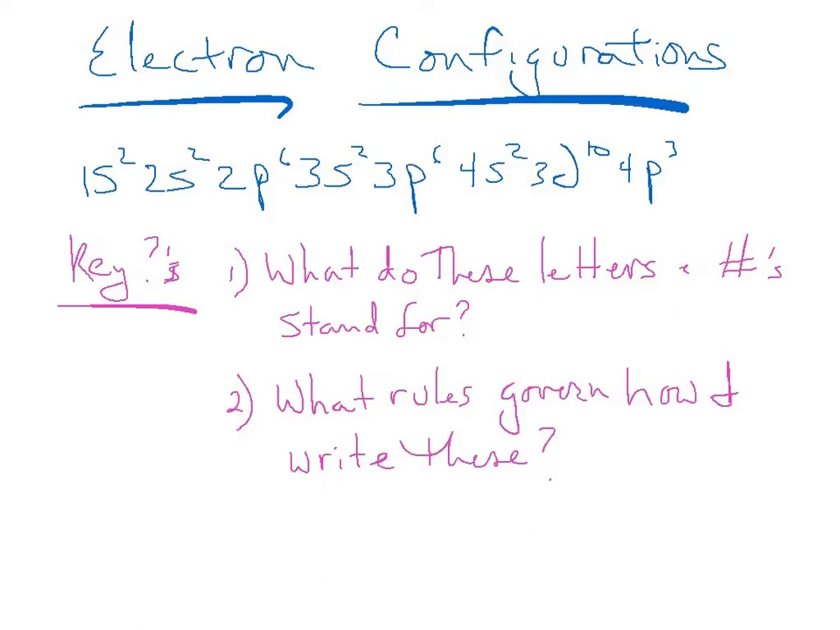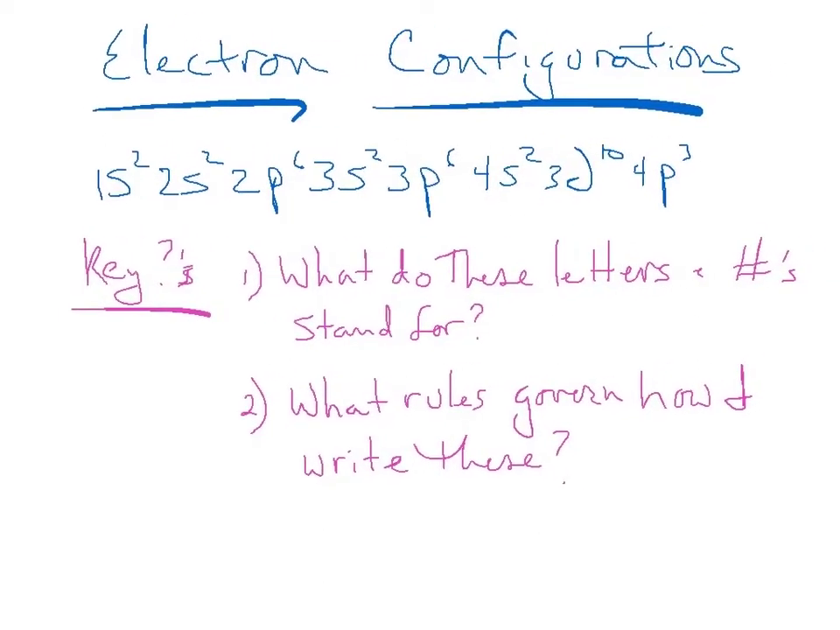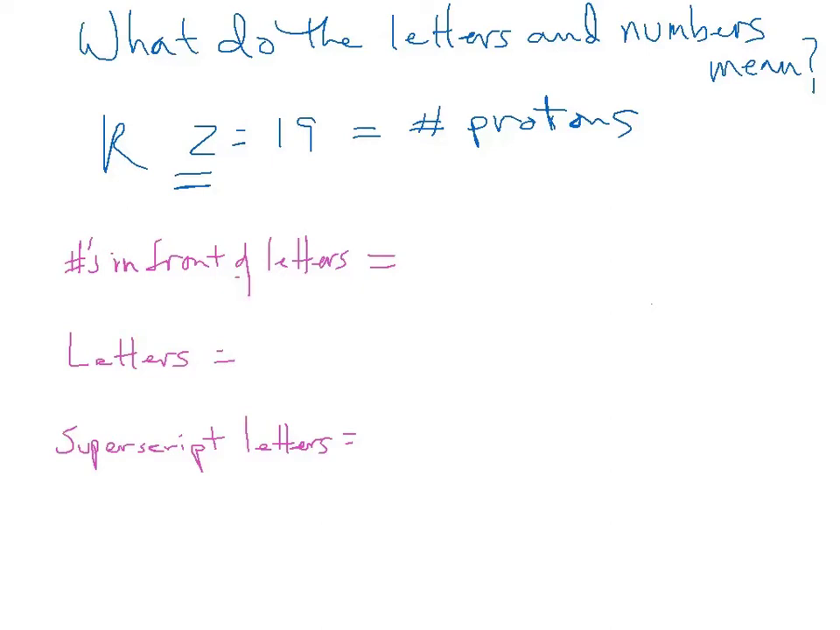But what I'd like to talk to you about today are electron configurations. And this right here is what we call an electron configuration. The questions that I have for you are: what do the letters and the numbers stand for in this configuration? And secondly, what rules govern how you and I are going to write these out? If you understand these two questions by the time I'm done, I'm going to be happy. So, what do the letters and numbers mean?